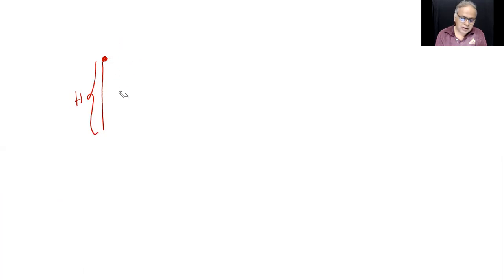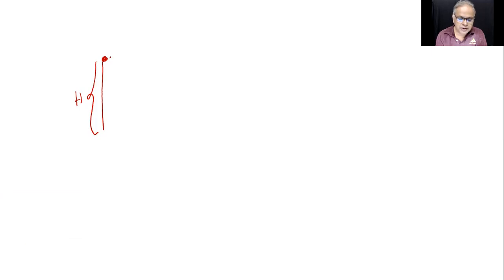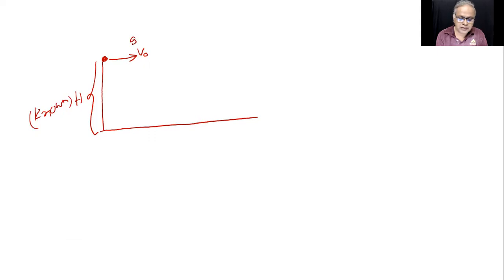To begin with, we'll think of a case like this. We are projecting this with V0 like this, that is horizontally. What do you mean by horizontally there? Parallel to the ground. So H is known. V0 is given. So these two things are known to us.